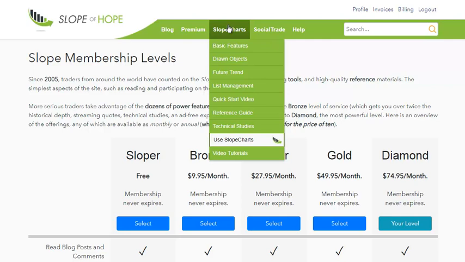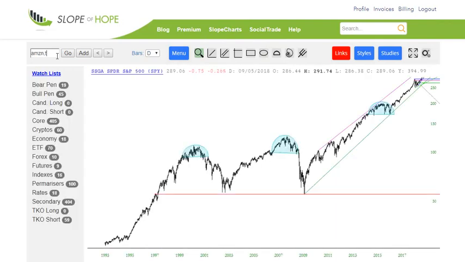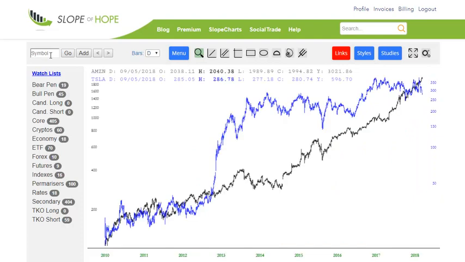We'll just hop over to slope charts. Let's say, for example, I wanted to look at Amazon as well as Tesla. So I could just type in AMZN, TSLA, and it loads both of them, and it displays them both, but in blue and with its own price axis is Tesla, and in black with its own price axis is Amazon.